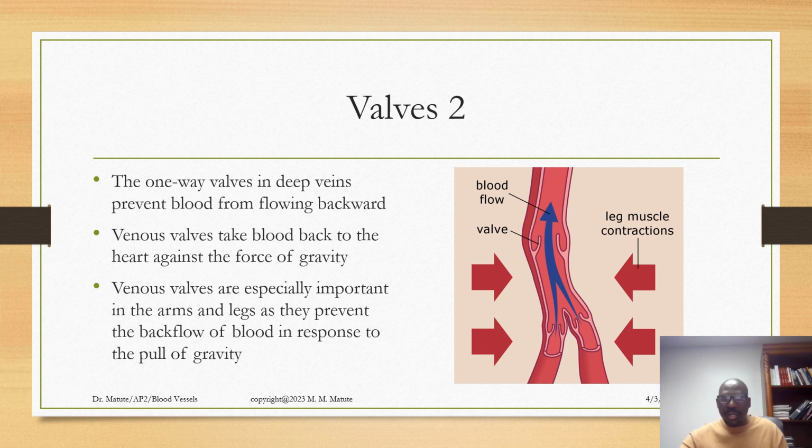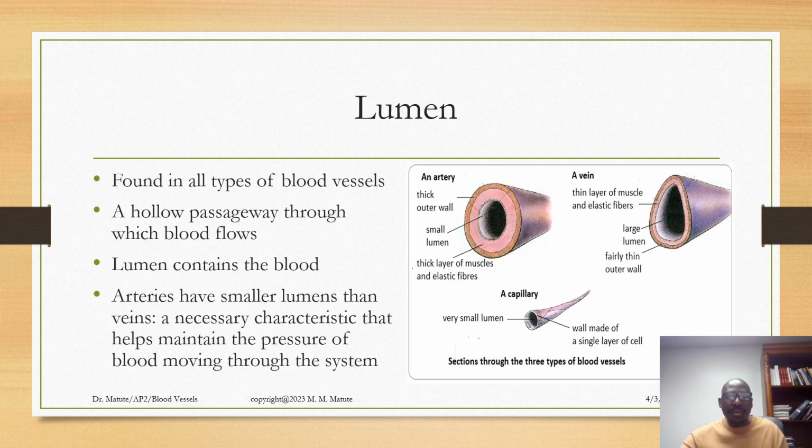So this was another good example of a diagram of how valves function. All right, we are still continuing our journey of the anatomy of blood vessels. We have the lumen. When we go past the walls, the tunica externa, tunica media, and tunica interna, we get to the lumen. The lumen is where blood is stored, and it also provides a pathway for blood to flow.